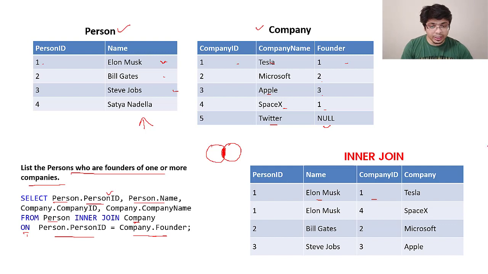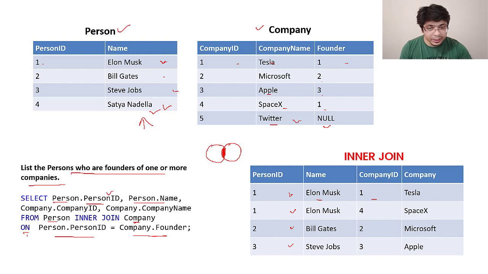Now see, it is returning all the persons, right, who have a company. It is not returning Satya Nadella. See, this is not returning, and Twitter is also not getting returned, because in this case there is a null value here, and Satya Nadella is not a founder of any company in this table. That is why it is returning only the matching values. Hence Elon Musk, Bill Gates, and Steve Jobs.